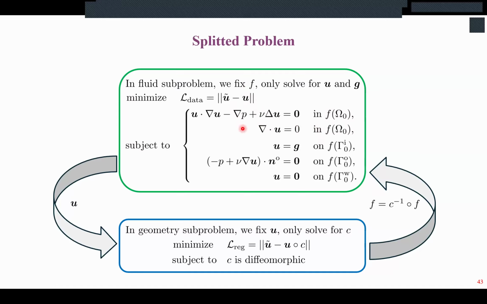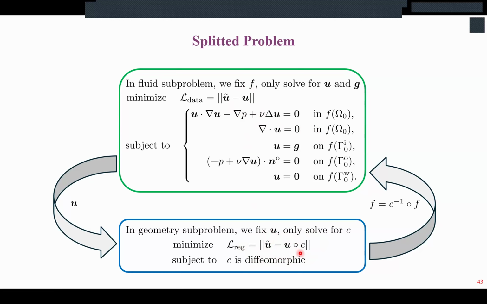So that's for the fluid subproblem. And for the geometry subproblem, we're trying to reformulate it into a registration problem. That is to say, we hope the model velocity U to be similar to U tilde as much as possible, so we're trying to use a registration mapping to do this.